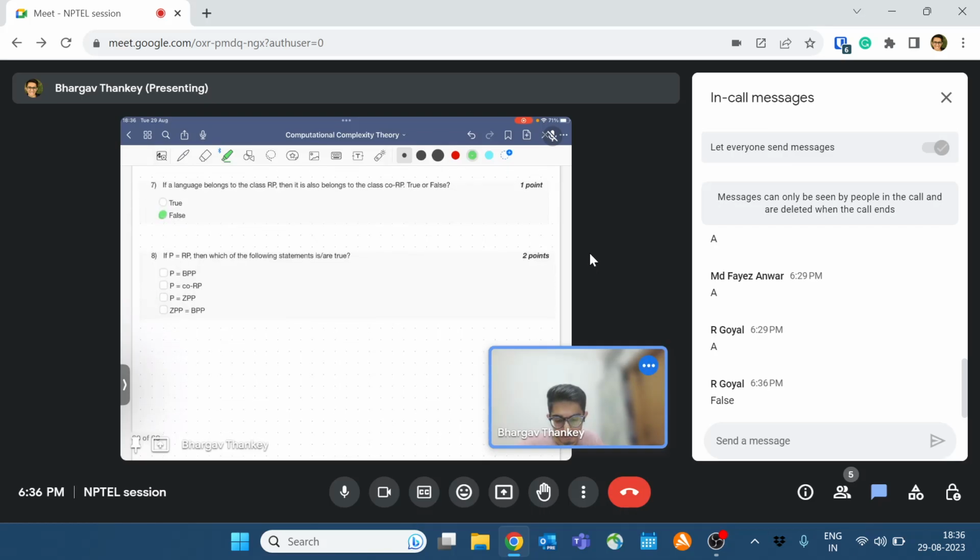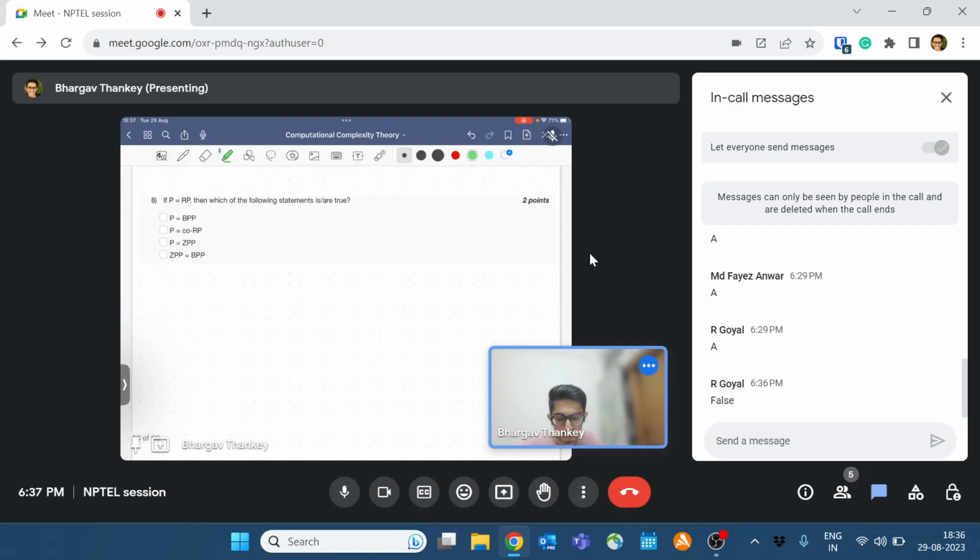So then let's look at the next problem. If P equals RP, then which of the following statements is or are true? P is equal to BPP, P is equal to co-RP, P is equal to ZPP, and ZPP equals BPP. So which of these are true? Yeah, it's B and C.